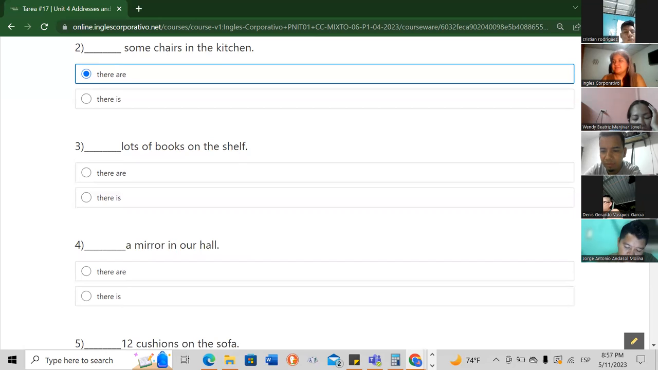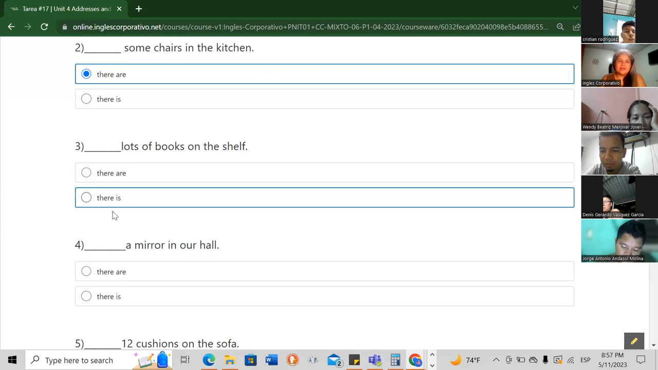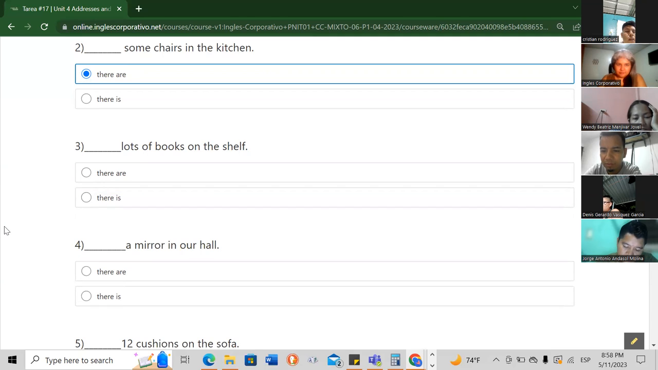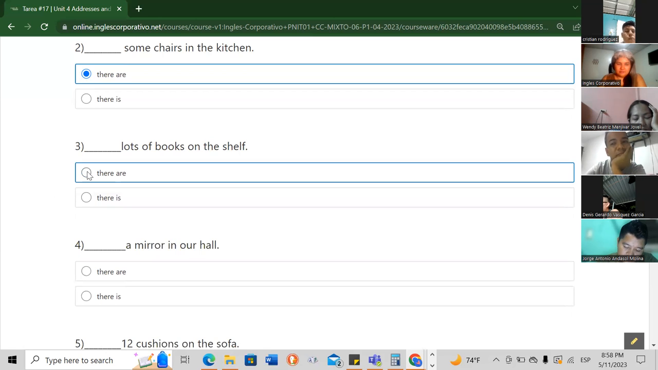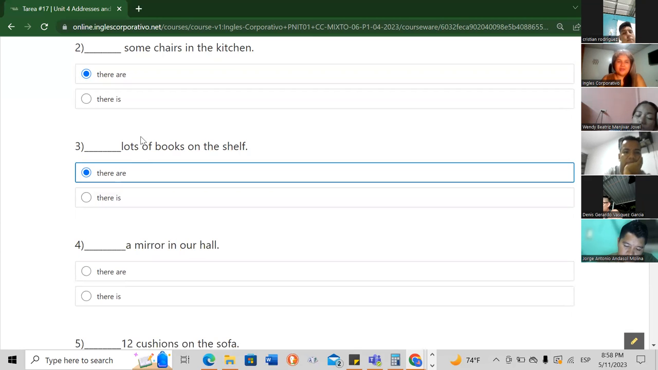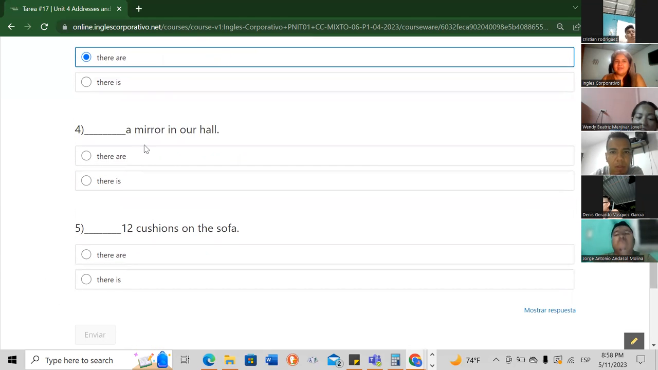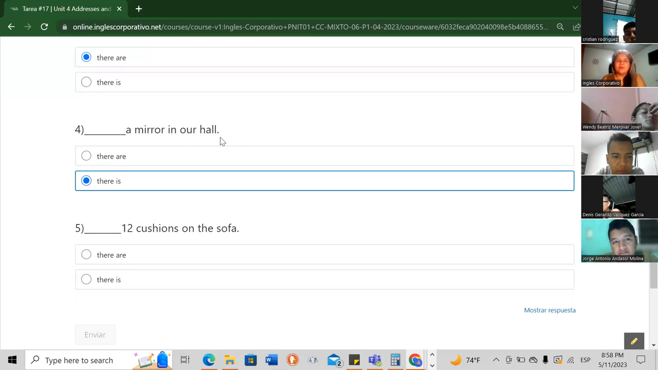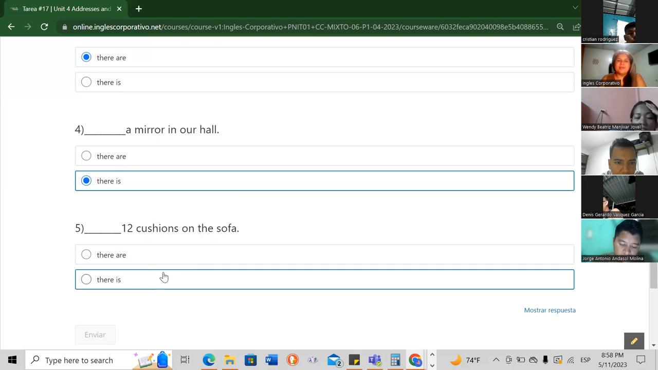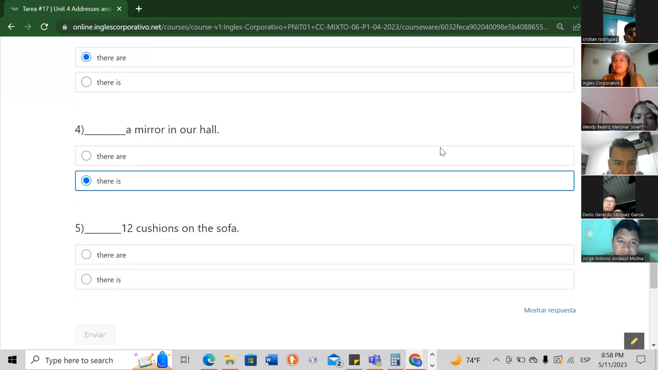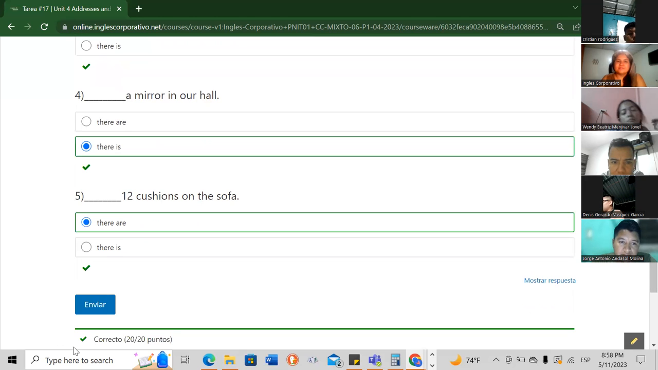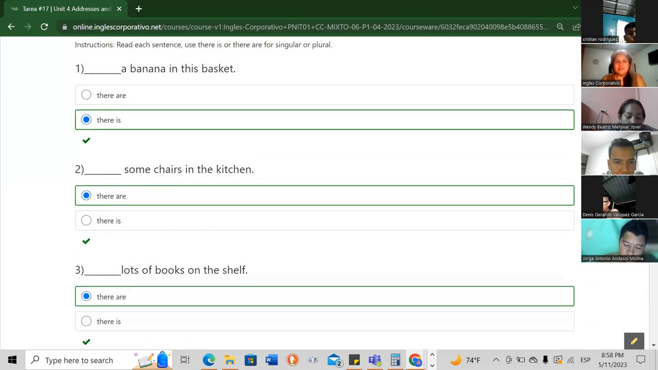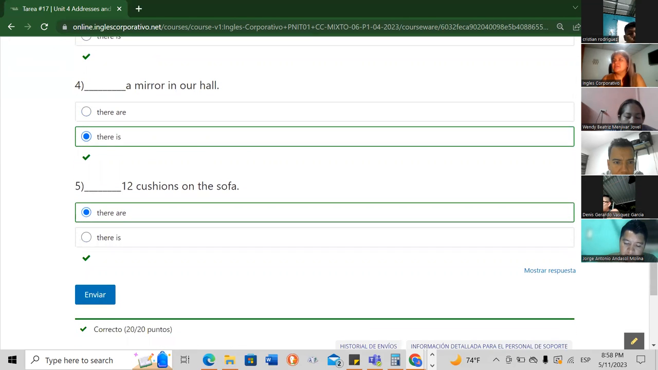Number three, Catherine. There are or there is? There are, teacher. Very good. There are a lot of books on the shelf. Number four, Victor. There is or there are? Yes, there is. Amigo. In our home. Very good. Number five. There are or there is? There are. All of them are good. Yes. Muy bien. Todos están correctos.